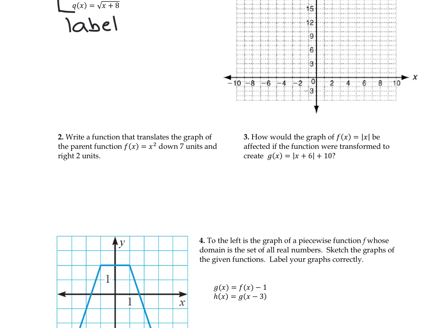Down below it says write a function that translates the graph of the parent function f of x down 7 and right 2. So what would a down 7 look like to an x squared and right 2 look like to an x squared? And then this one is describe. So you're writing a sentence about how this +6 moves the graph and how the +10 moves the graph.